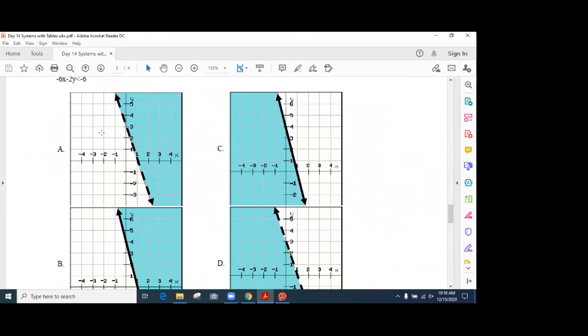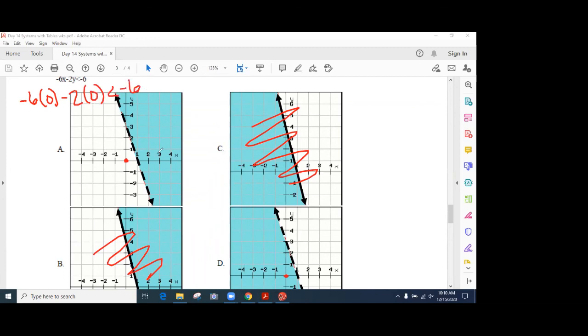Just being low on time, is there an equal to bar or no equal to bar? There's no equal to bar. So would that be solid or dashed? Dashed. So we would eliminate these two right here. And then we're testing 0, 0. Now we only have to test it once, but we're typing in -6 with a 0. Can somebody do this real quick so we can fly through this? 0 is less than -6. So type that in and tell me if it's true or false.